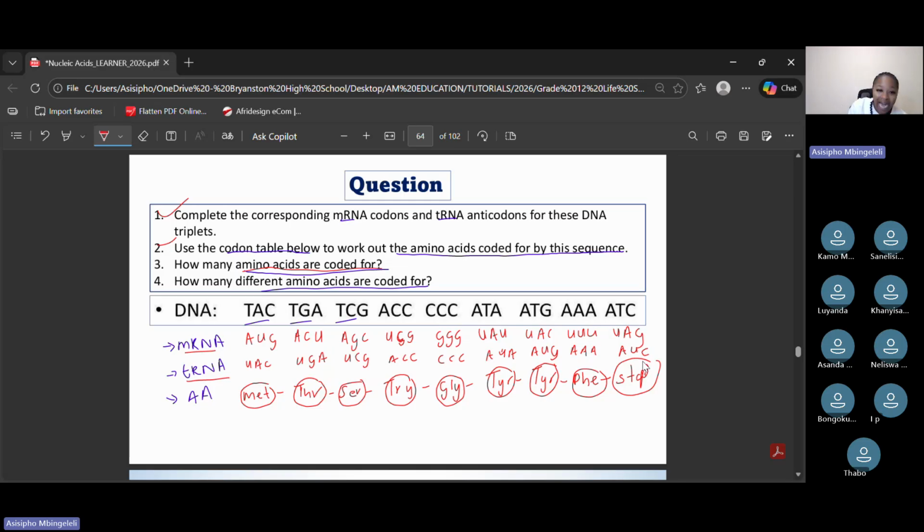Question 4. How many different amino acids? So there are 9 amino acids that are coded for. How many different? 1, 2, 3, 4, 5, 6. We're not going to count this one also because these two are the same. So 1, 2, 3, 4, 5, 6, 7, 8. There are 8 different amino acids.